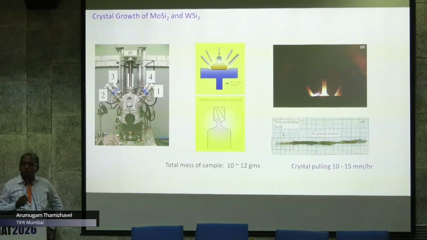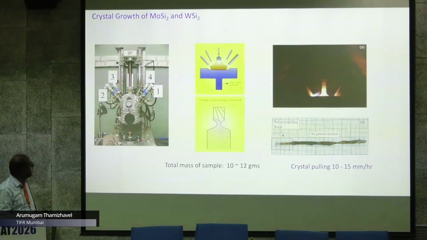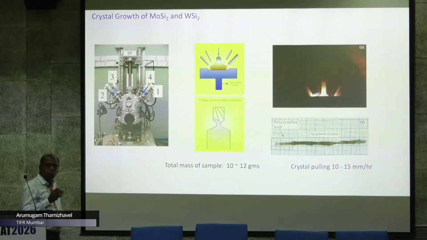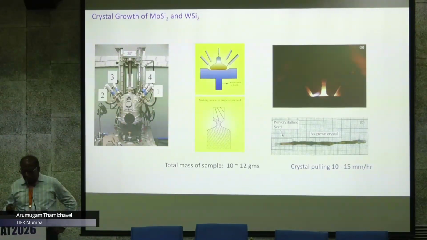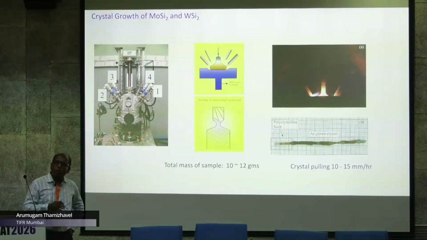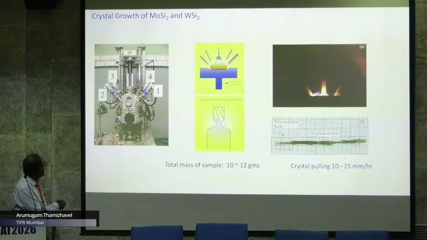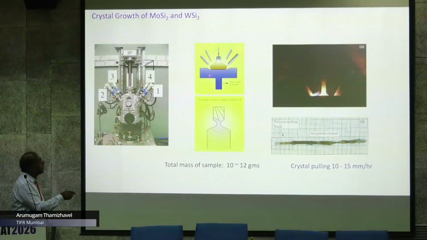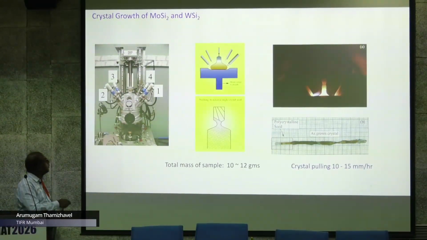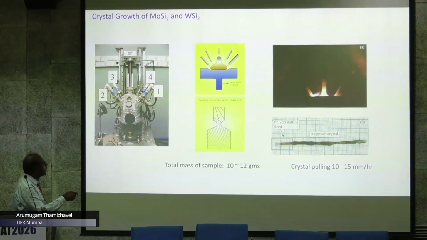It has a melting point close to 2000 degrees centigrade, and we have a tetra-arc furnace. It's a simple arc melting furnace. Instead of a mono arc, it has 4 tungsten electrodes, and in each of these tungsten electrodes, we can pass a current of about 100 amperes. The sample is held in this copper hearth. The cartoon is shown here. The copper hearth is water cooled. We can take about 10 grams of MoSi2, and then we can melt it using these 4 electrodes.